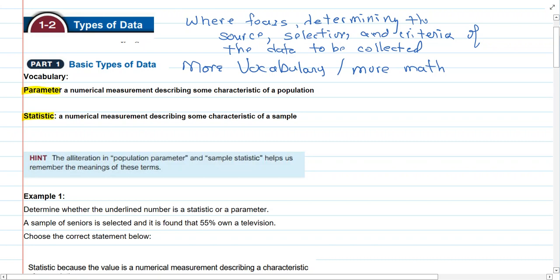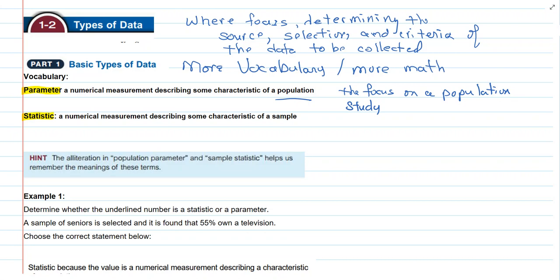parameter and statistic. Parameter is a numeric measurement describing some characteristic of a population. All right, so this is the focus. A population study. And that's the key part of a population. Parameter is what are the extents of what we're going to cover within that population.